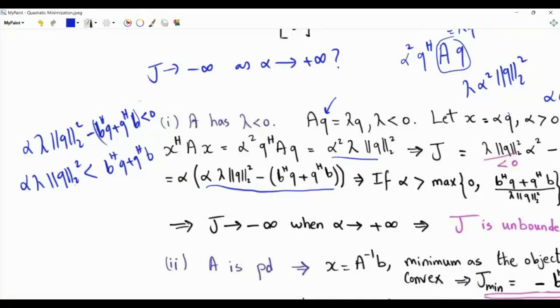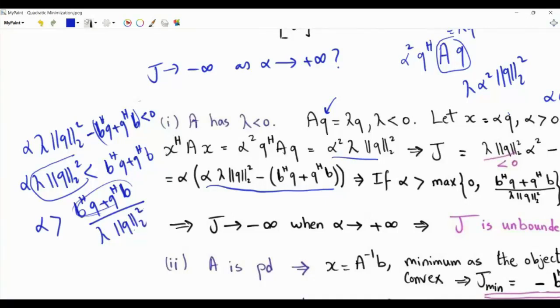Note that Q is an eigenvector, so by definition it's not the zero vector, and so its norm is strictly positive. And then divide by lambda, but lambda is strictly negative. So when we divide by this product, lambda times the L2 norm squared of vector Q, the inequality will be reversed because we are dividing by a strictly negative quantity. So alpha is strictly greater than B Hermitian Q plus Q Hermitian B. Note that this is a real number, can be positive, can be negative, and then we have those guys living happily in the denominator. And so alpha must be greater than this.